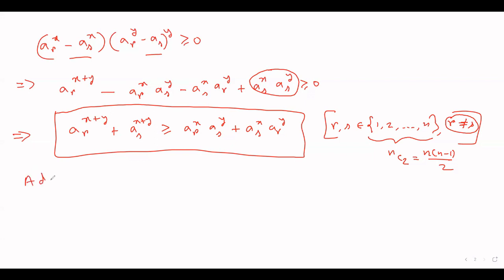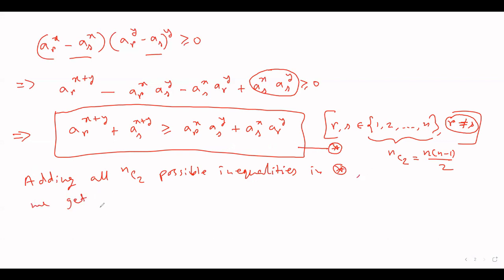So let's denote this inequality by star. Star is not a single inequality, but rather a collection of nC2 number of inequalities. Adding all nC2 possible inequalities in star, we get, what do we get?